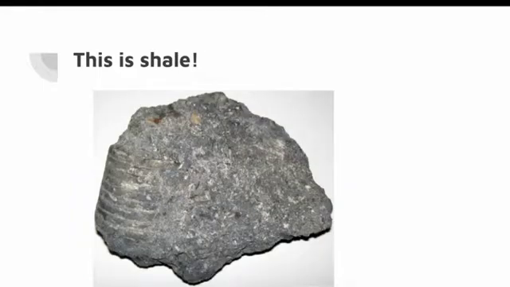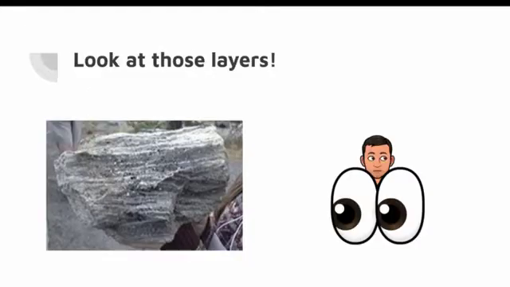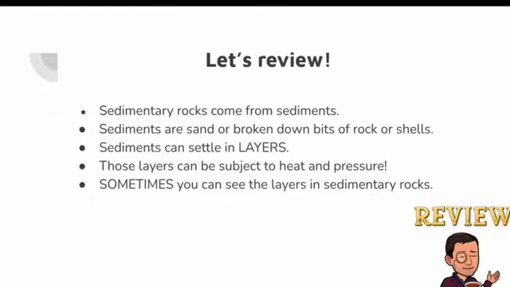This is shale. I think the image to the left, those are man-made cuts on the side. I don't think you could literally see the layers. But this is another example of a sedimentary rock. But again, you can't always see the layers. Sometimes you can, and sometimes you can't. Whoa, look at those layers. I can see the layers on that rock. I can tell that's sedimentary. All right, absolutely. So sometimes you can see the layers and sometimes you can't.